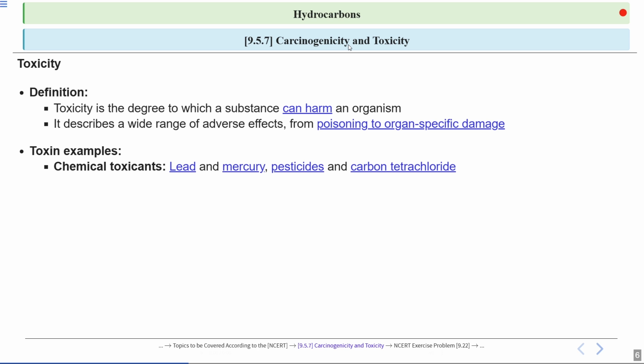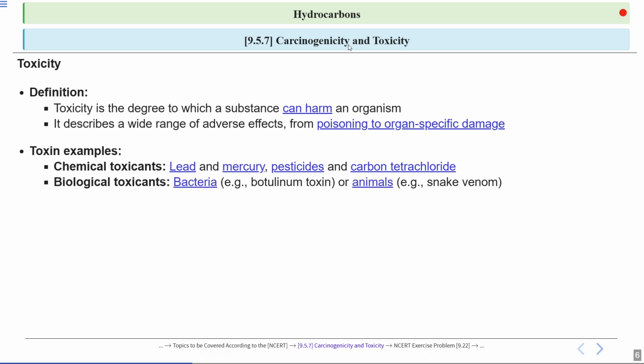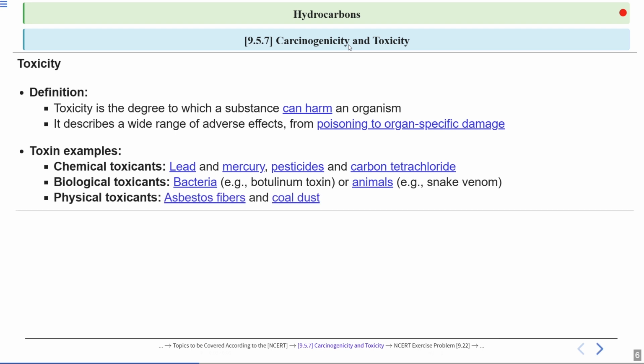These include substances like lead and mercury, which are heavy metals, as well as pesticides and carbon tetrachloride, a chemical solvent. All of these can cause harm if they enter the body in sufficient amounts, often by interfering with the normal biological processes. Now, next is biological toxicants. These are toxins produced by living organisms, such as bacteria that make botulinum toxin, or animals like snakes that produce venom. These substances can be extremely potent even in very small amounts.